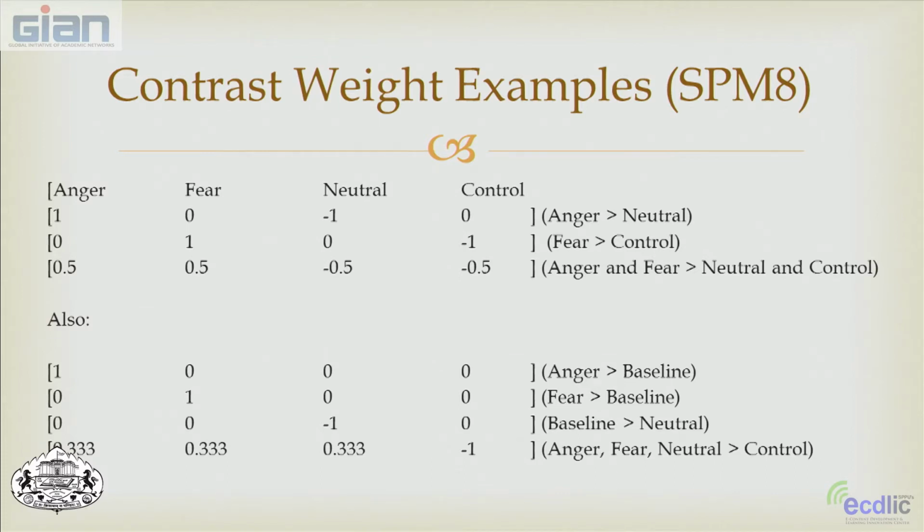I should have pointed out initially that we're looking at these columns. So anger is in the left column. Those are parameters all the way down: fear, neutral, and control. Does that make sense to everybody?